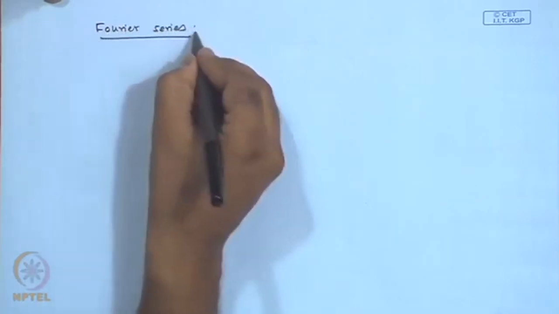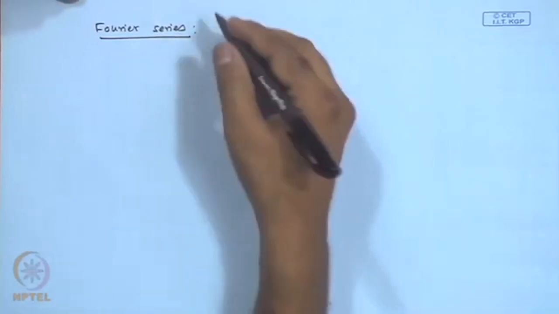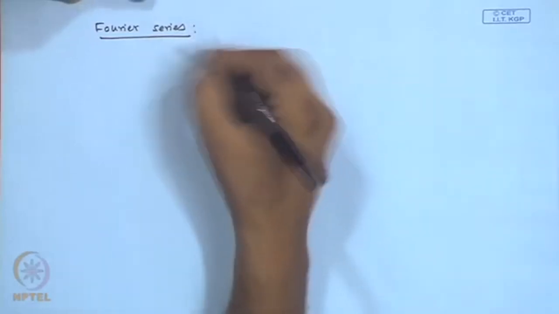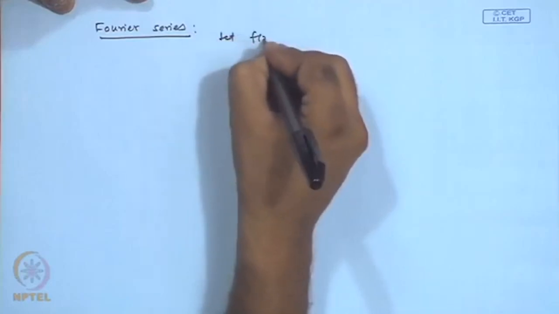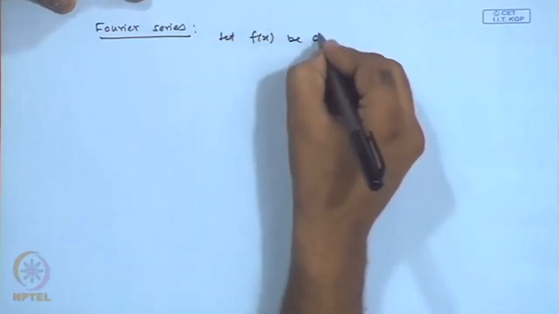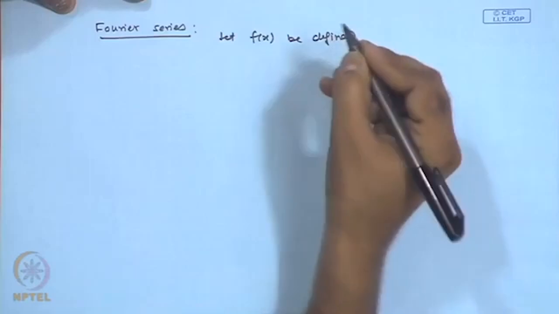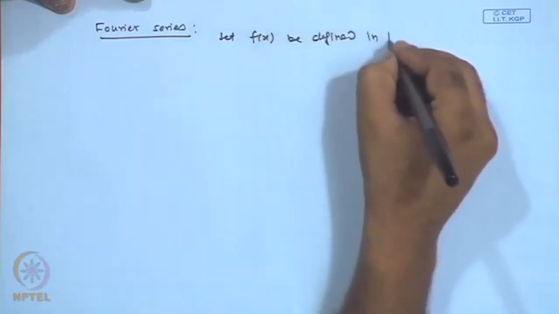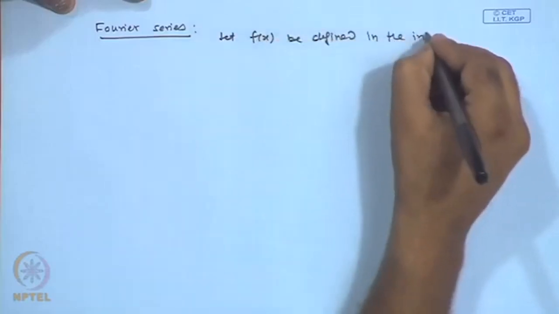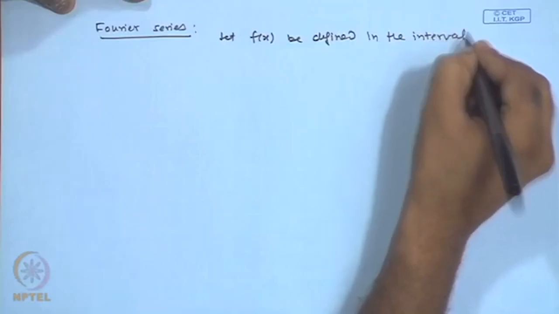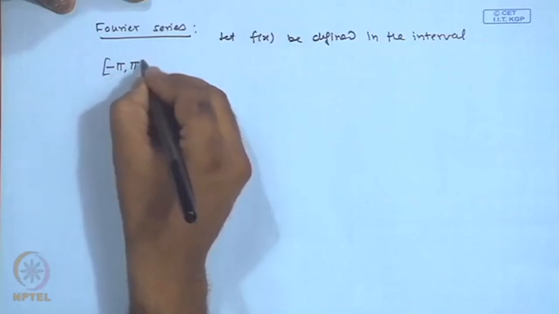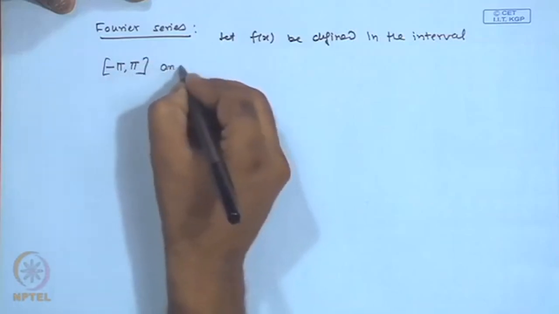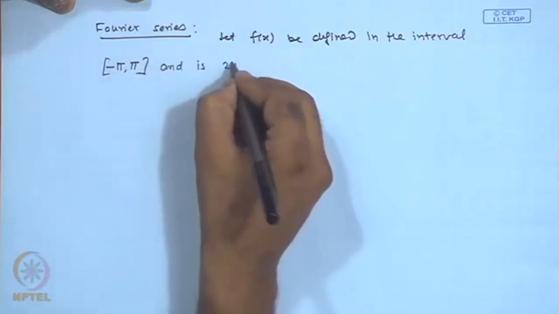So, Fourier series now we will introduce, and let us start with this. Let f x be defined in the interval minus pi to pi and be 2 pi periodic.